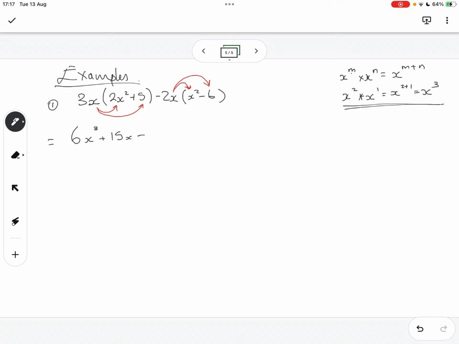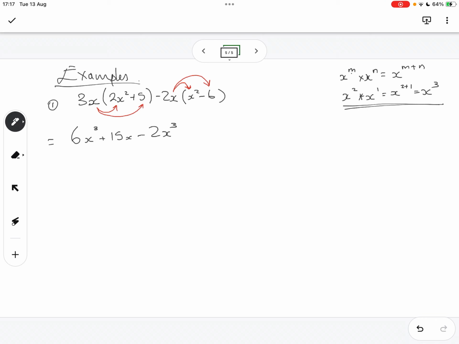It's still the same as this one. Still the same process. It's going to be 2x. And what's the power of that x? What's the exponent of the x? Remember, 3. Yes, 3. Excellent.